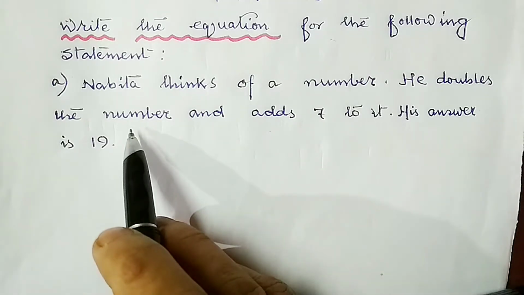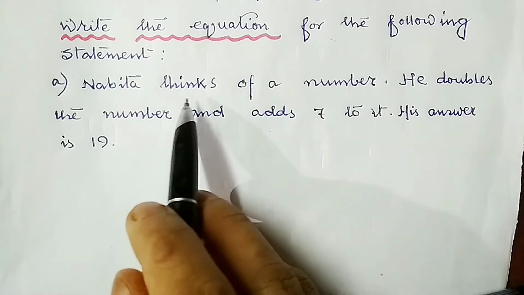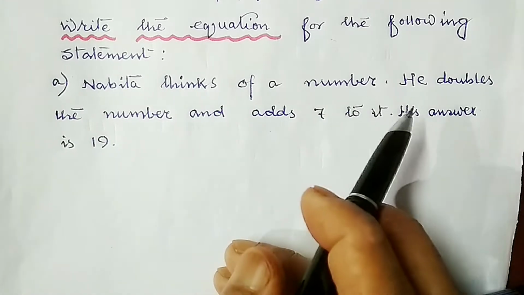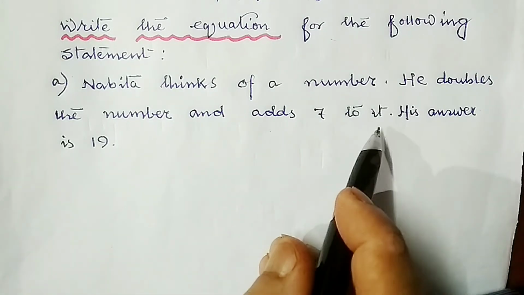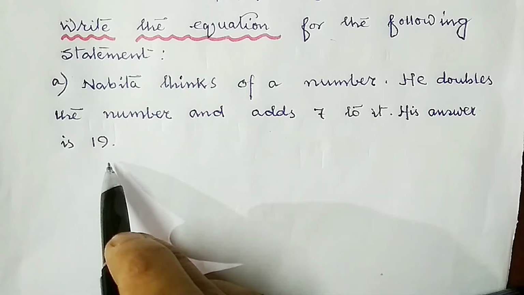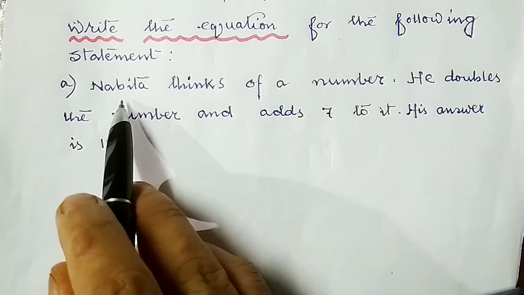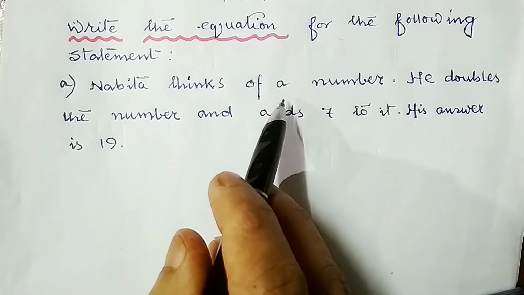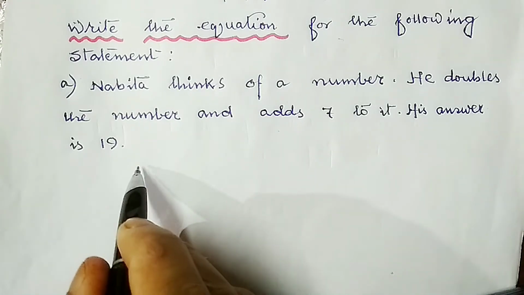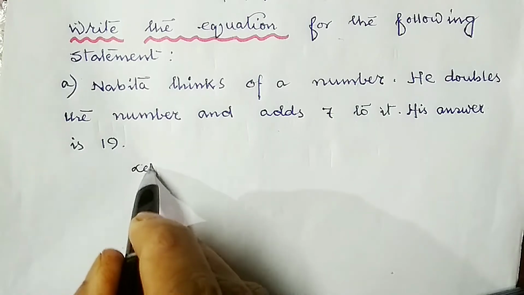Here one statement is there and we have to frame the equation. The statement is: Nabita thinks of a number. He doubles the number and adds 7 to it. His answer is 19. Now in the statement it is given, Nabita thinks of a number. Since we don't know that number, we can consider, let the number be p.